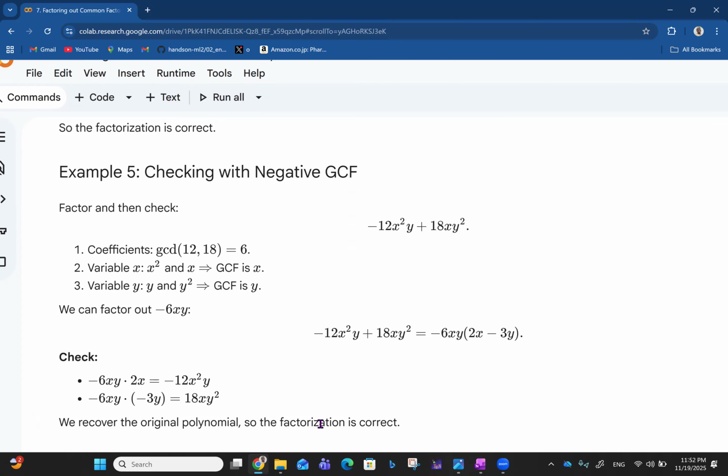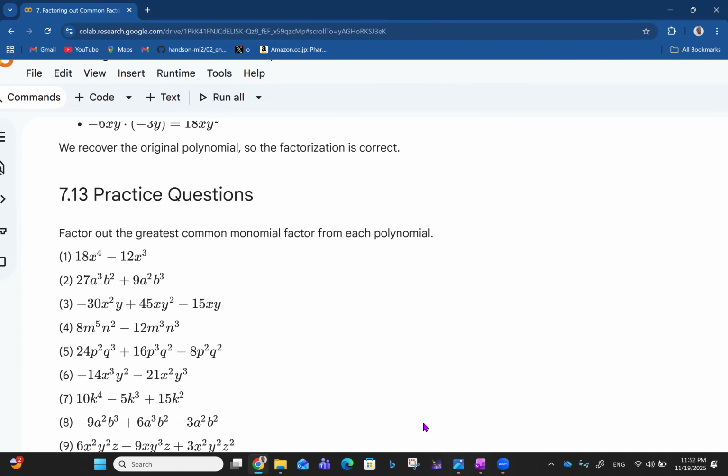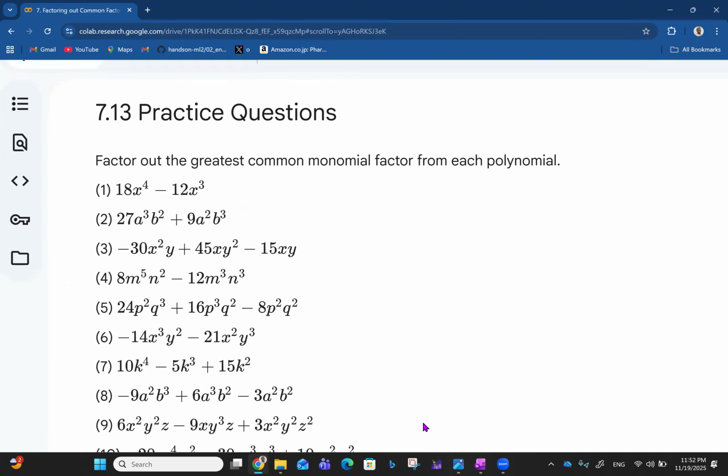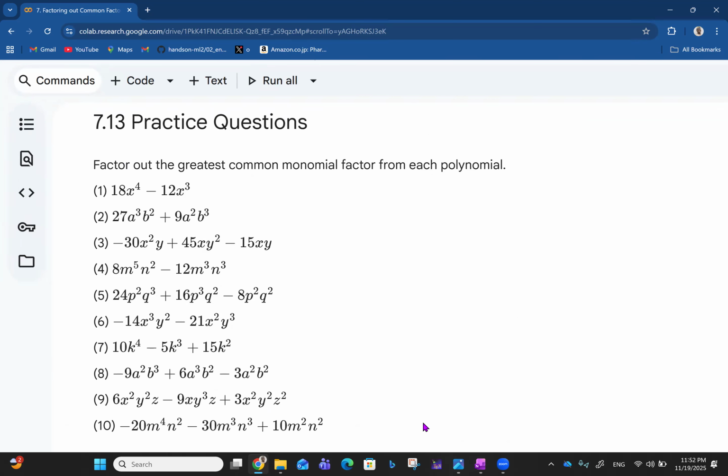So you now check to see if what you've done is fine. Minus 6xy times 2x is minus 12x squared y. That's exactly what you have here. Then minus 6xy times minus 3y: minus and minus is plus, so that's plus 18xy squared. So we recover the original polynomial, so the factorization is correct. So sometimes if you're in doubt whether what you have done is correct or not, you may want to distribute the GCF over what is left and then see if you're right or not.